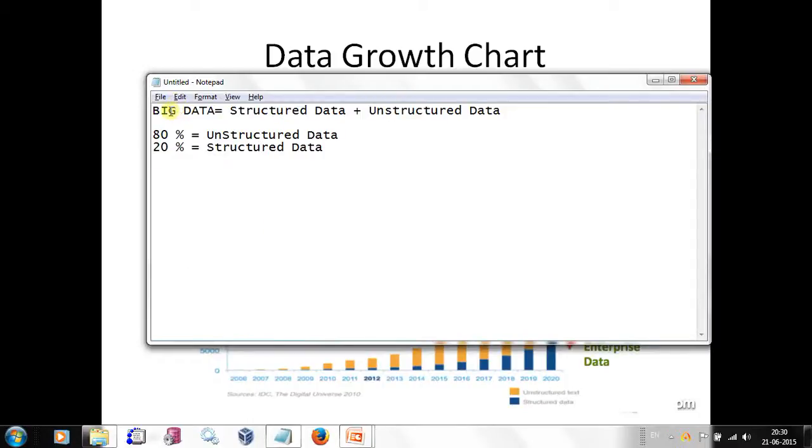So big data is a combination of both structured and unstructured data. Here we are not mentioning semi-structured data, because semi-structured is only a combination of structured and unstructured data. 80% of big data is unstructured, and only 20% is structured. And in terms of complexity, unstructured data is more complex than structured data.